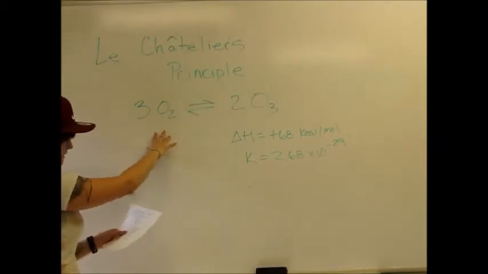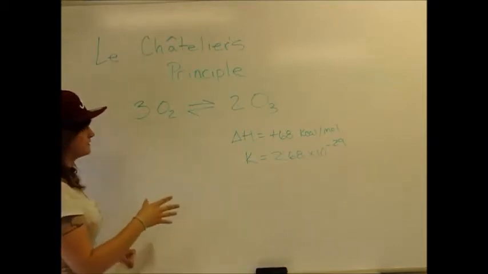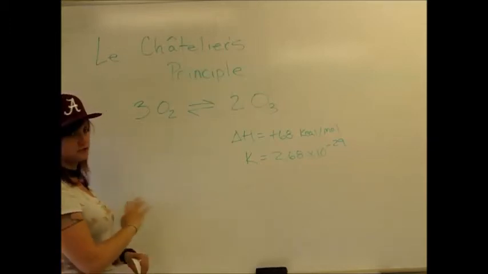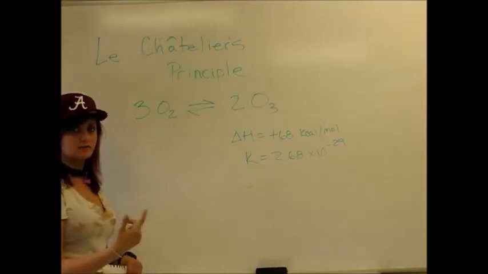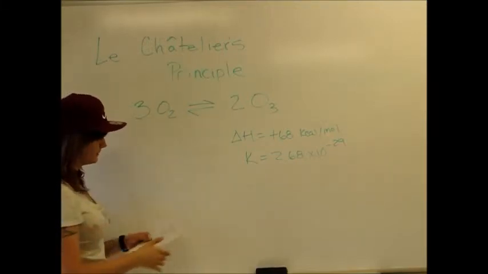And that's C3. C4 says if we throw a catalyst at this, what's going to happen? Kind of a trick question. Catalyst has nothing to do with equilibrium. Catalysts only affect the rate of a reaction, so it makes the reaction happen faster. So it has no effect whatsoever on equilibrium.